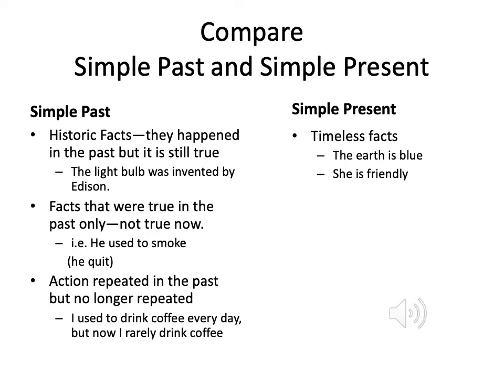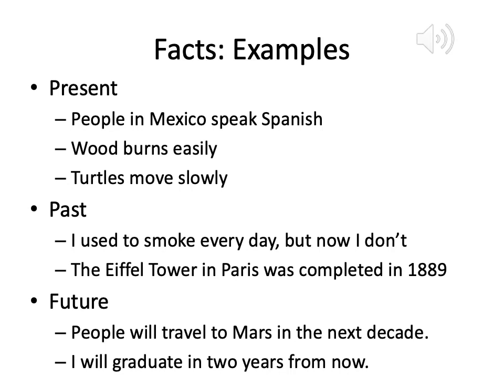The simple present, on the other hand, is used for timeless facts. These things were true in the past, the present, and will be true also in the future. For example, the earth is blue, or she is friendly. This is the kind of person she is. She is normally friendly. Here are some more examples of facts. Present facts. People in Mexico speak Spanish. Wood burns easily. And turtles move slowly.